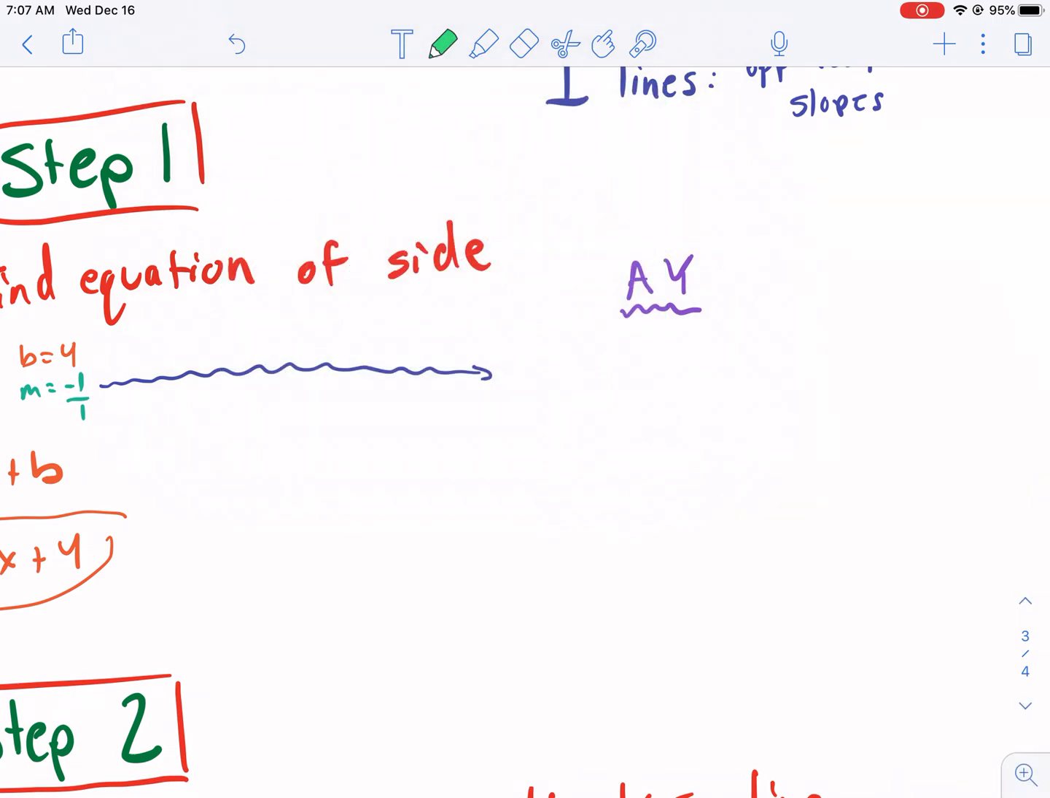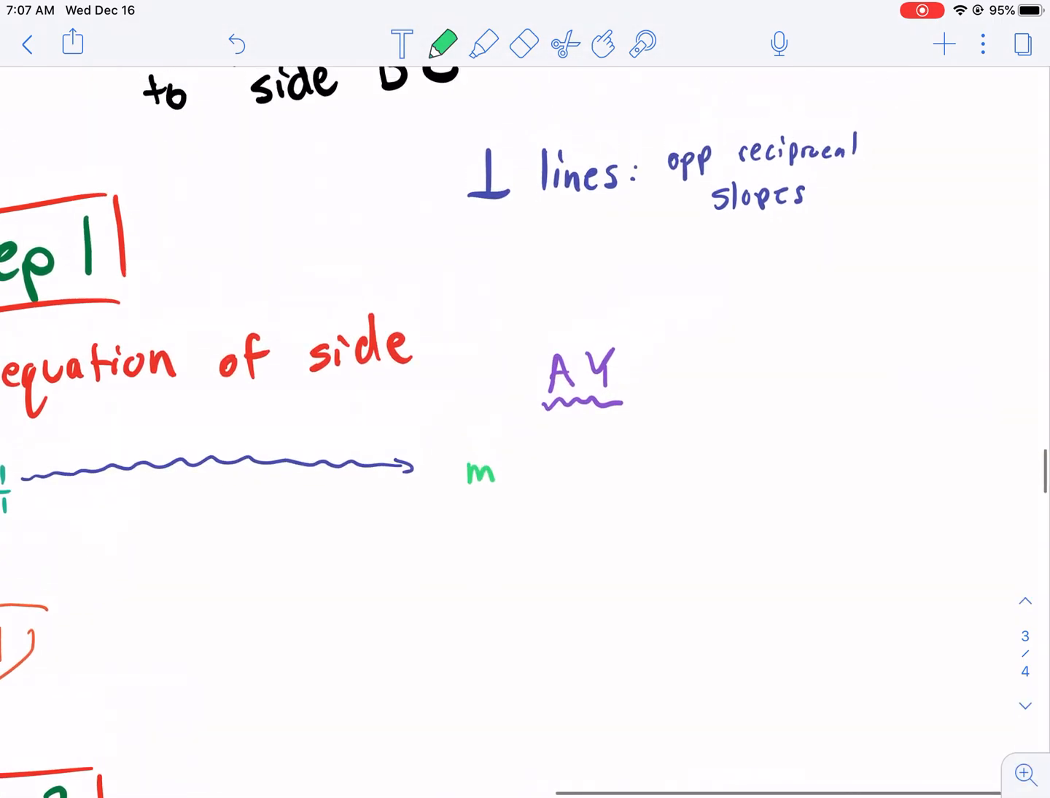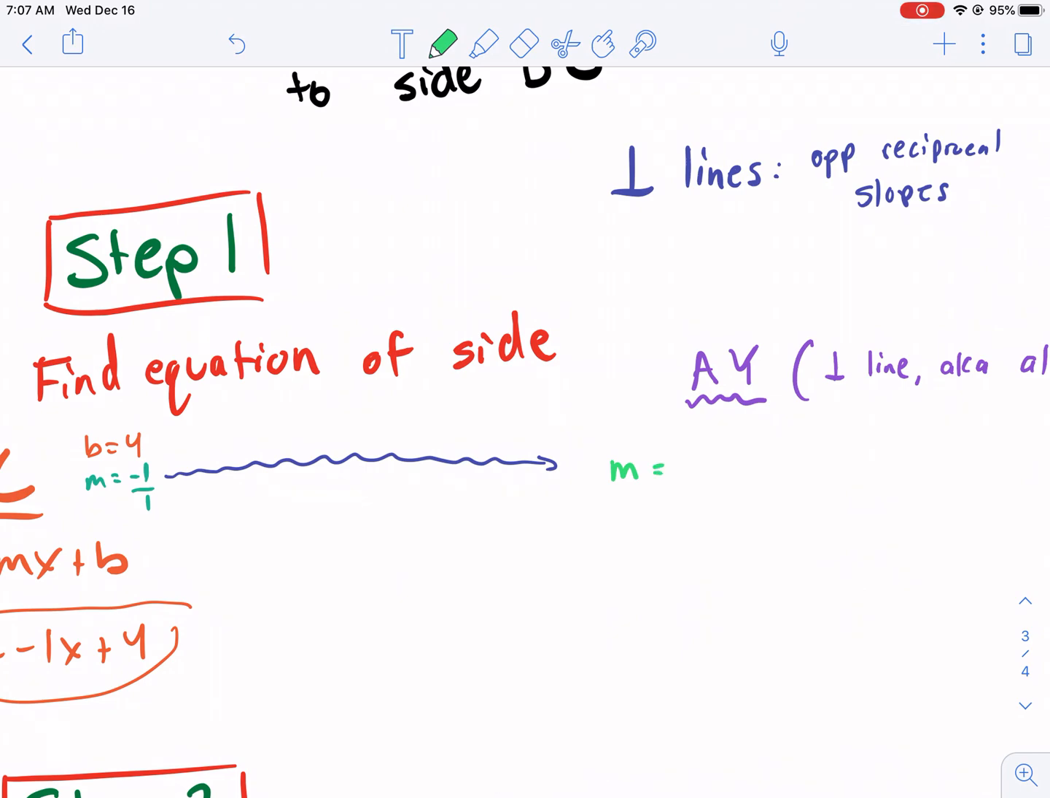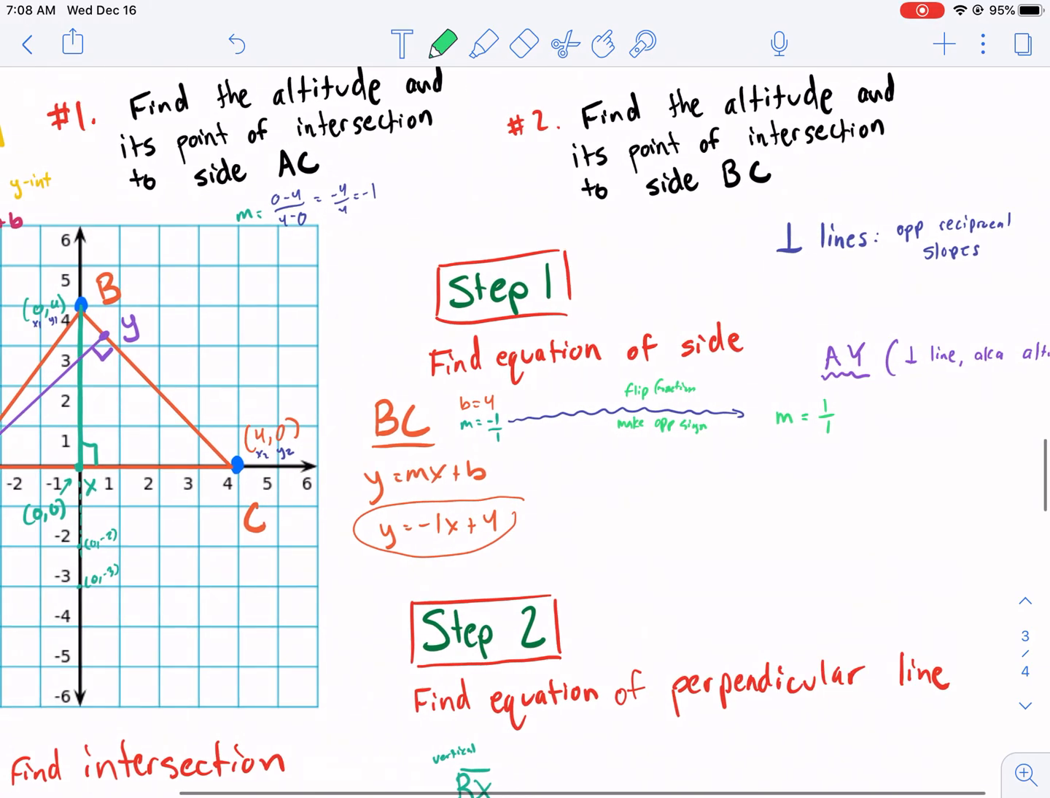So let me change the color slightly. I know that for my perpendicular line, aka the altitude, my m needs to be the opposite reciprocal of that. The reciprocal is easy. 1 over 1 becomes 1 over 1. We flip that one, and then the negative becomes positive. So we flip the fraction, and then we make the opposite sign. Those two things. And now we have our slope for AY. That's pretty cool. The tough part is our y-intercept.